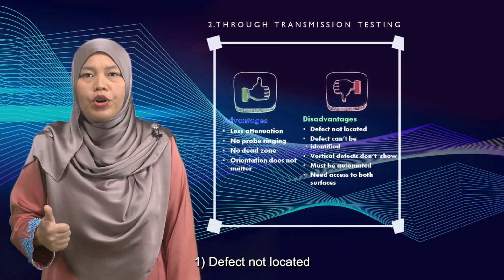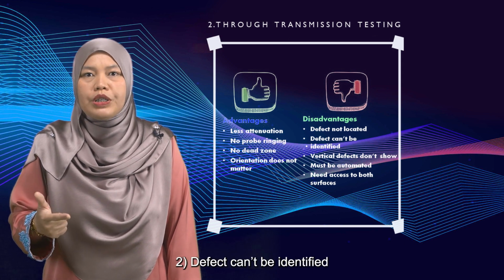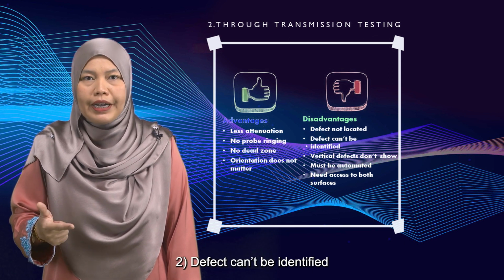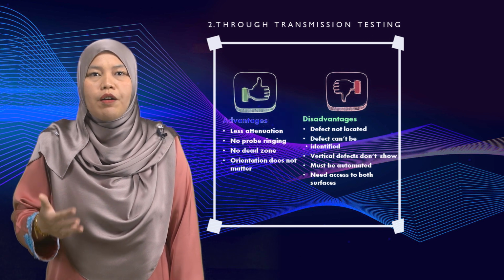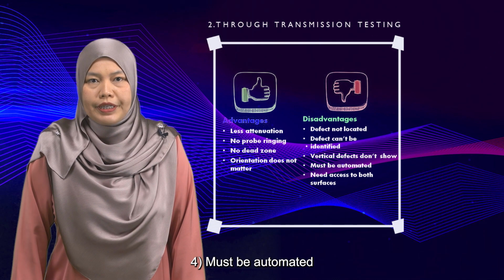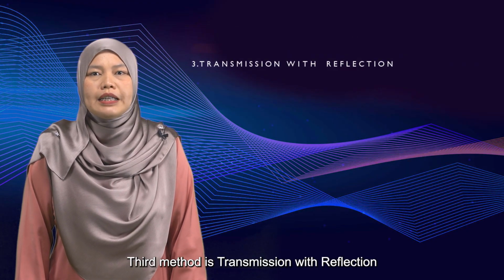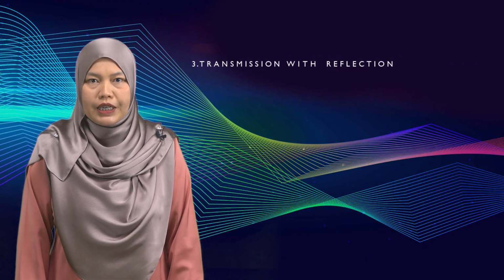The disadvantages of this method are: 1. Defect not located. 2. Defect cannot be identified. 3. Vertical defects don't show. 4. Must be automated. Third method is transmission with reflection.